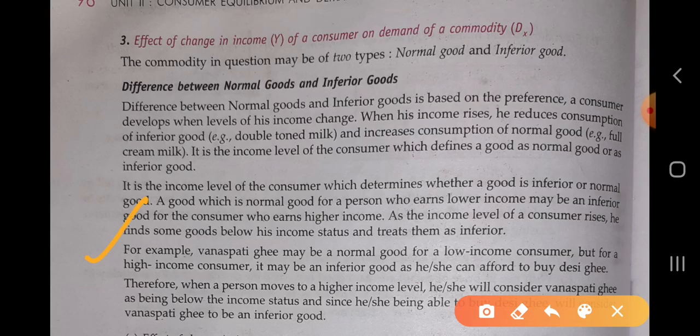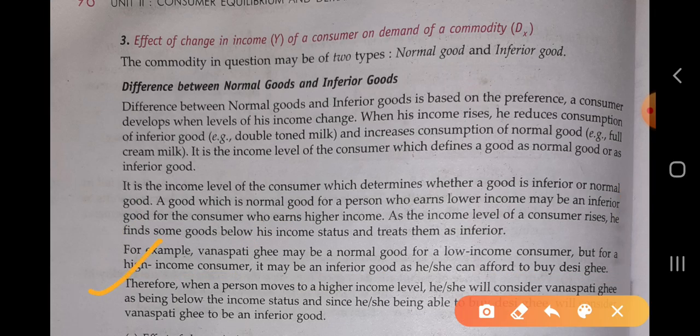Vanaspati ghee may be a normal good for a low income consumer. Okay, if any consumer is in the low income group, for him vanaspati ghee, meaning dalda, is a normal good, but for a high income consumer it may be an inferior good. Okay, if the income of the consumer is good, for him it will become an inferior good, because he or she will be able to afford देशी घी, बिकॉज अभी वो अफोर्ड कर सकते हैं देशी घी. फॉर दैट पर्पस वनस्पति घी बिकम्स द inferior good for the high income group.